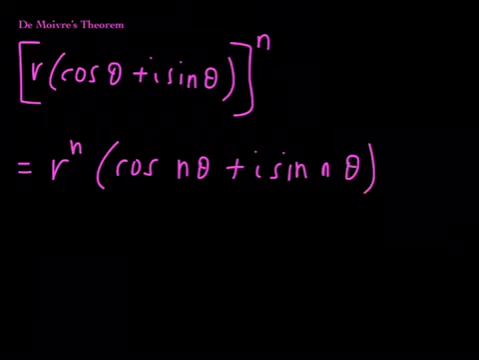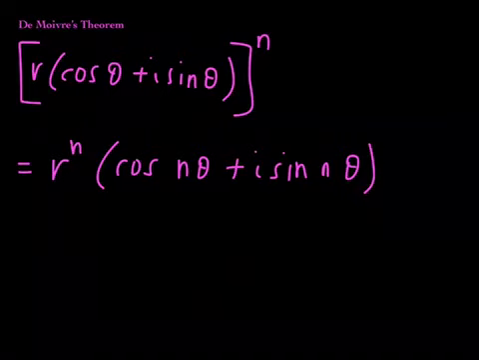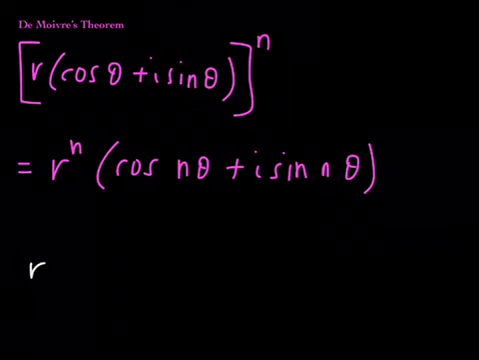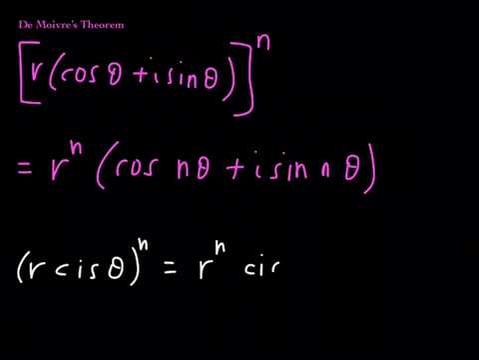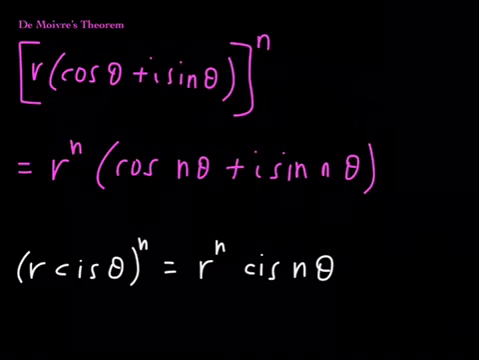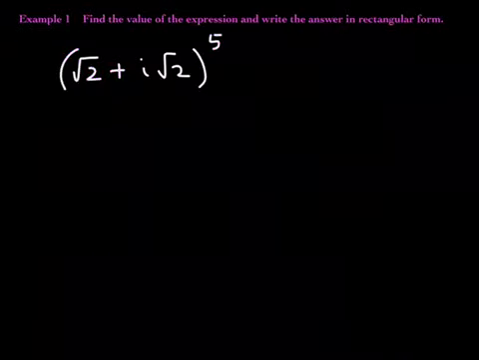Okay? So if you want shorthand notation, I can give that to you now. Shorthand notation for this theorem would be r cis theta raised to the power of n is equal to r to the nth power, and then cis of n theta. This is De Moivre's theorem. Man, this is going to cut down our work tremendously. I'm so excited. All right, check this out.